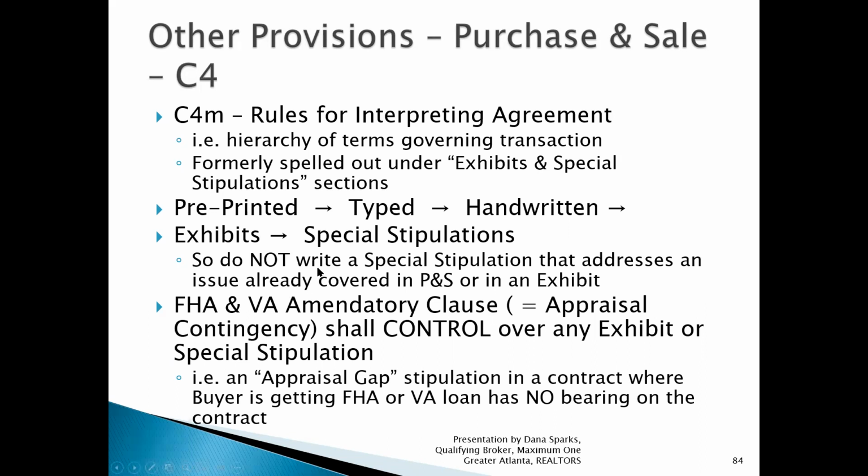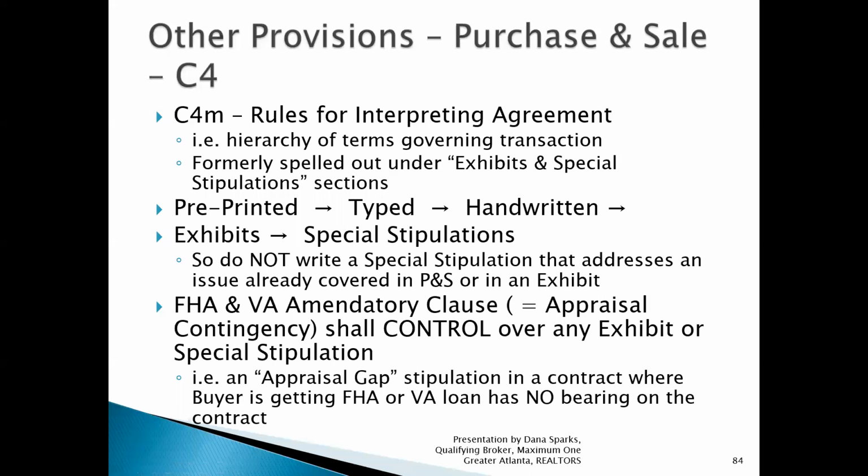Also, if a buyer is getting an FHA or a VA insured loan, the amendatory clause, which is just the fancy name for the appraisal contingency for a buyer getting an FHA or VA insured loan, takes precedence over anything in the contract, including any special stipulation. And basically, we'll get to that next.